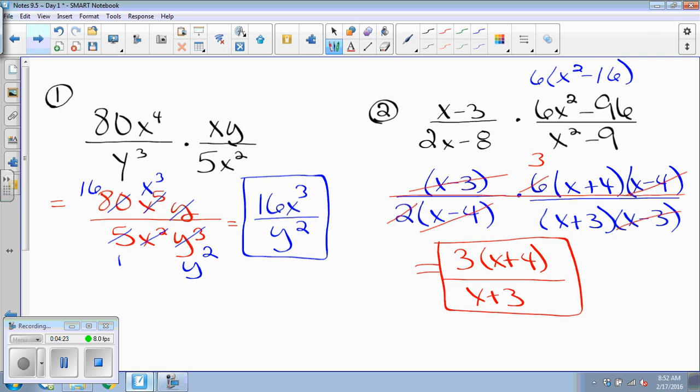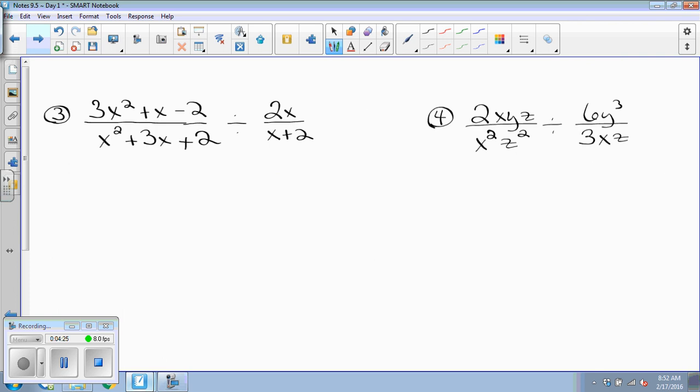Okay, let's move on. Number 3. Okay, so you can either factor and then flip, or you can flip and then factor. Okay, it's up to you. I'm going to factor everything first, just because it uses less lead. And so this, that's a trinomial. How do I factor that?